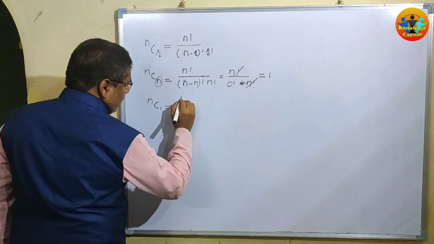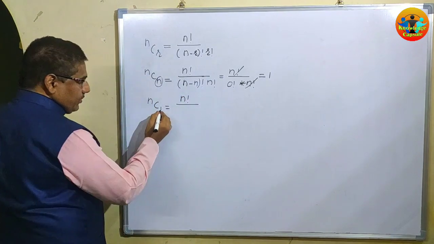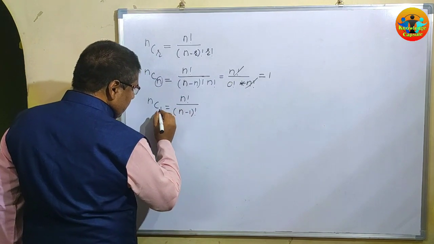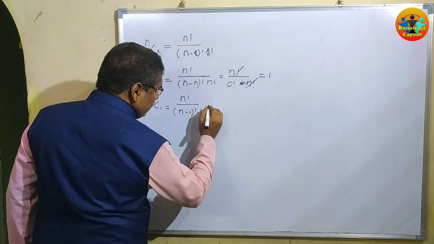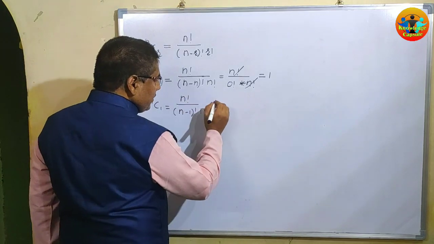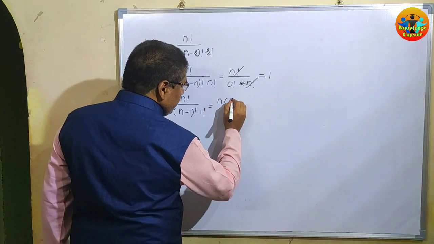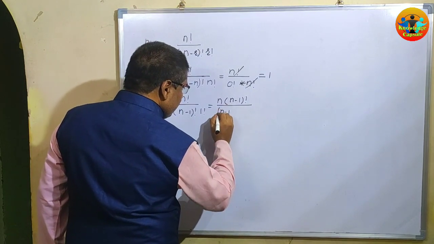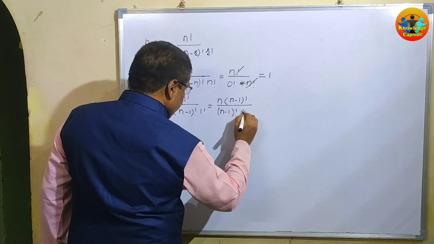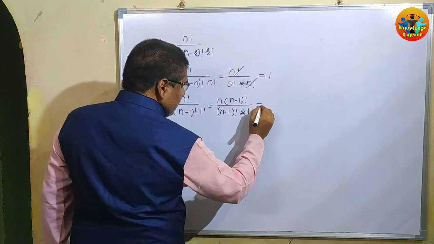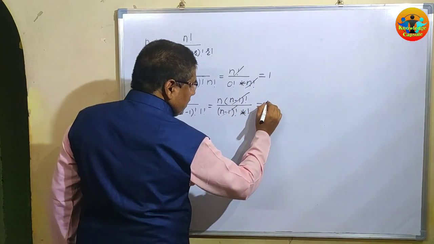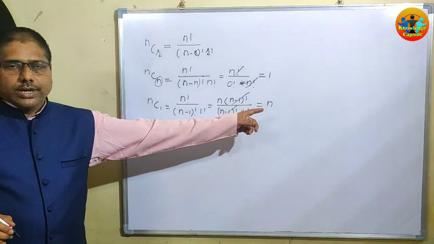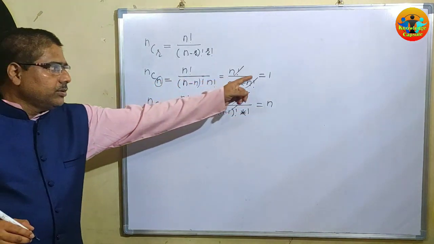nC1 is equal to factorial n upon n minus 1 factorial into r factorial, where the value of r here is 1, that is 1 factorial. n factorial can be written as n into n minus 1 factorial, upon n minus 1 factorial into 1 factorial, which is 1. This gets cancelled and the answer is n. Therefore, nC1 is equal to n. nCn is equal to 1.